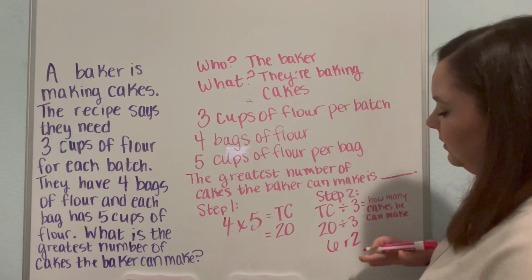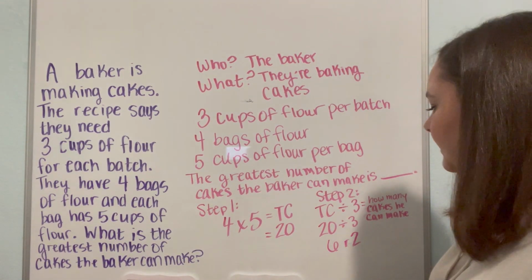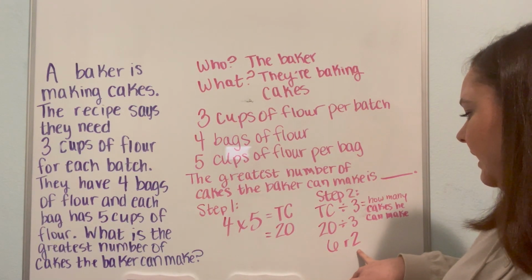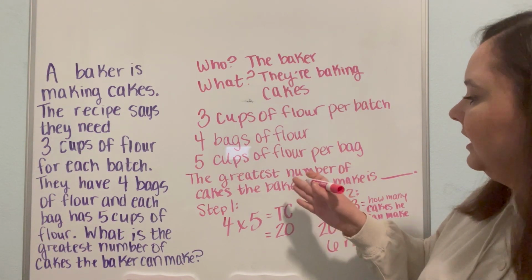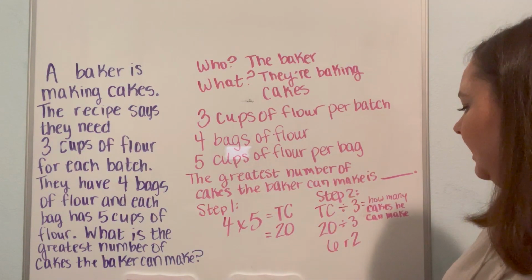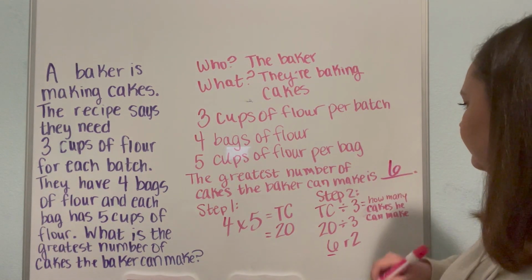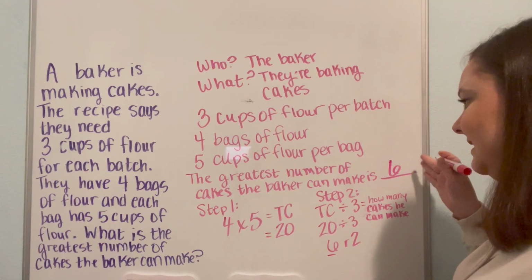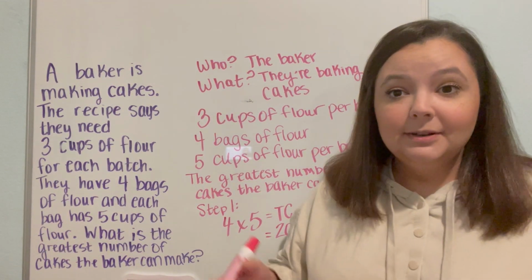And now I'm going to look at my answer and see how I can fit it into my answer statement. So I know that I have 6 wholes here and I have a leftover of 2. So if I want to figure out the greatest number of cakes the baker can make, I know that he can make 6. So the greatest number of cakes the baker can make is 6 total cakes. And that is how we use our 3-read strategy.